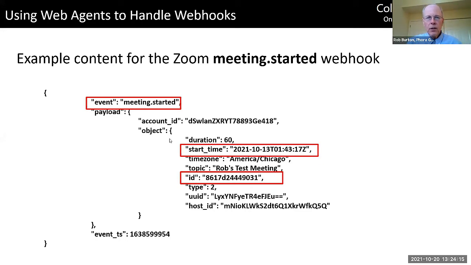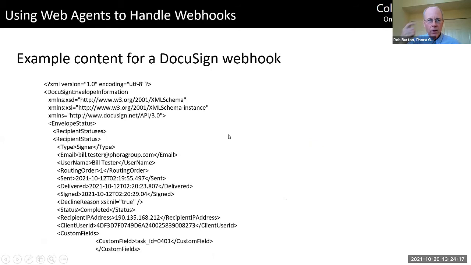Okay, so we've looked at Zoom. Oh, now it's DocuSign. This is a DocuSign webhook. And the first thing you're going to say is that this isn't JSON anymore. No, this is XML. And it's not only XML, it's a lot of XML. We're only seeing, I'd say, about 10% of the XML for this particular webhook. It's a monster, huge amount of stuff it sends.